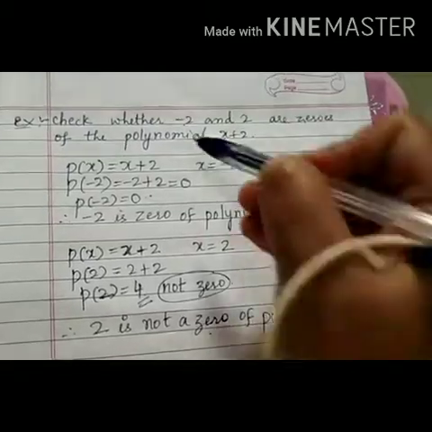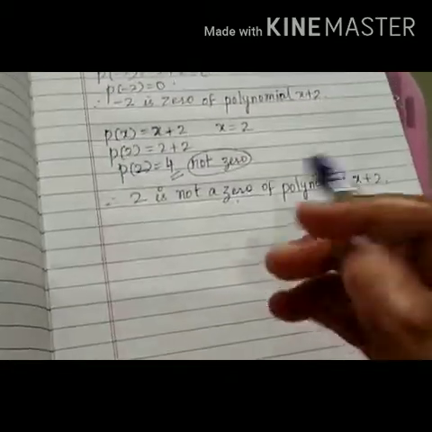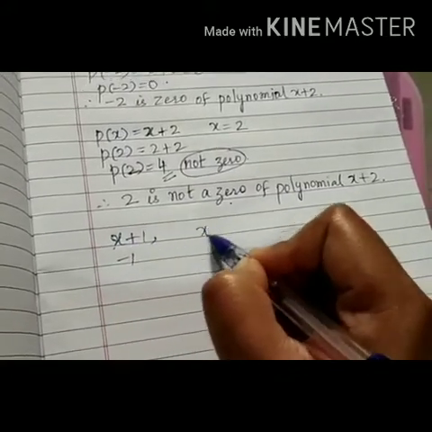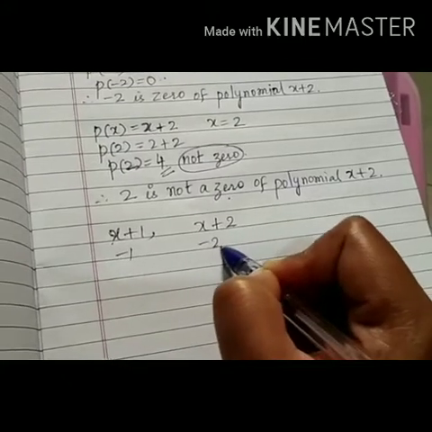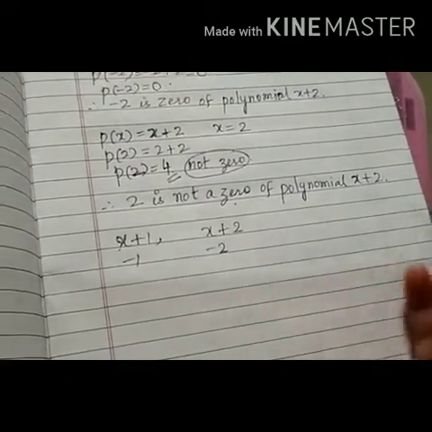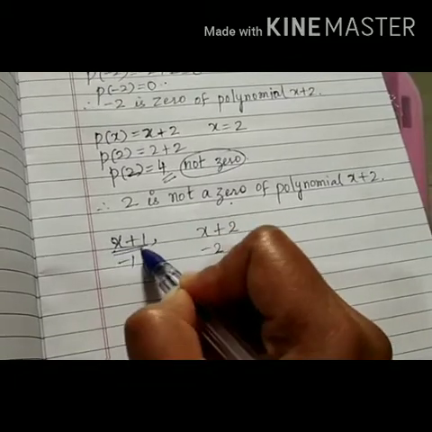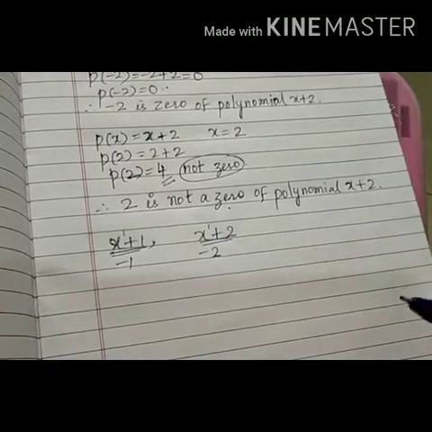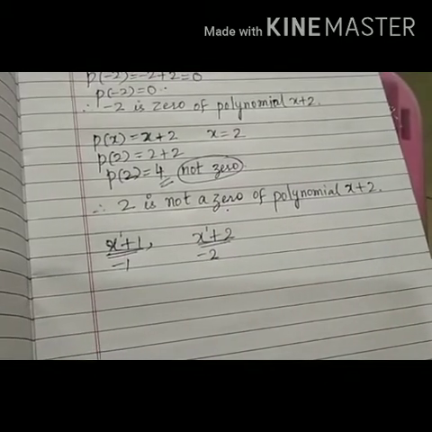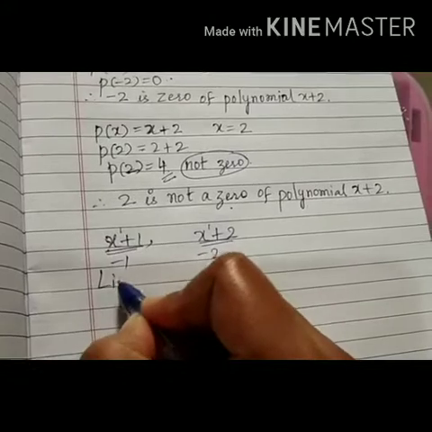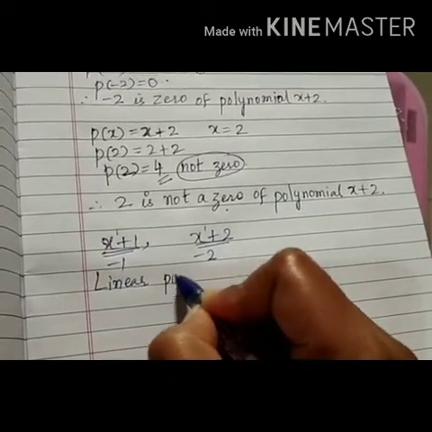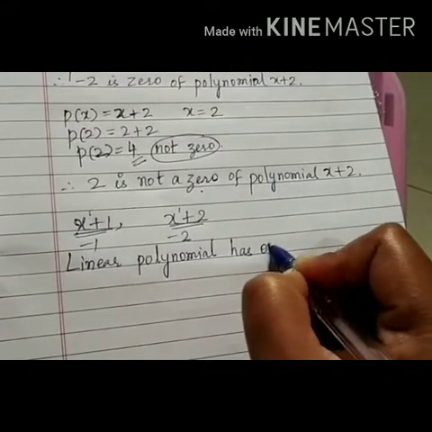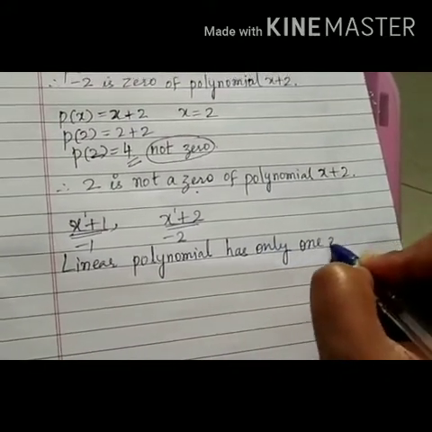Do observe here that in the earlier example x plus 1, we had minus 1 as the 0. Now x plus 2, we have minus 2 as the 0, and many more polynomials you see. Here the degree is 1. So these are the linear polynomials. So in linear polynomials, the 0 can be only 1. A linear polynomial has only 1 0. It cannot have more than 1.